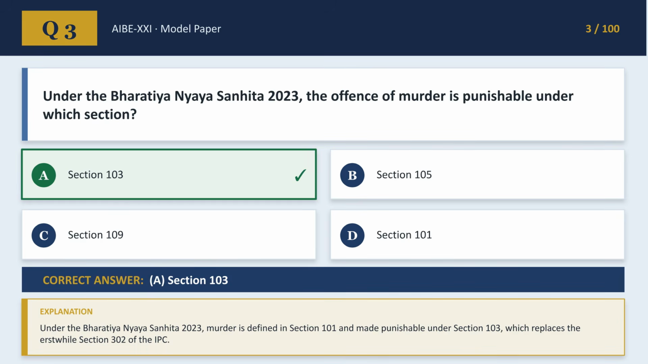Question 3 addresses the punishment for murder under the Bharatiya Nyaya Sanhita 2023. The correct answer is A, Section 103. Murder is defined in Section 101 and punishable under Section 103, replacing Section 302 of the IPC.